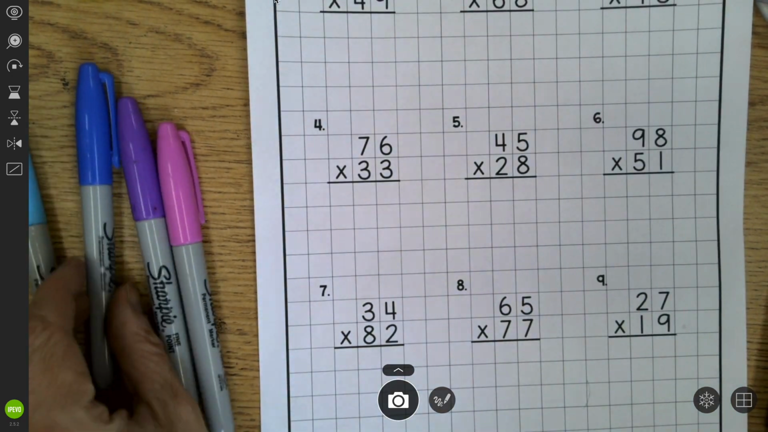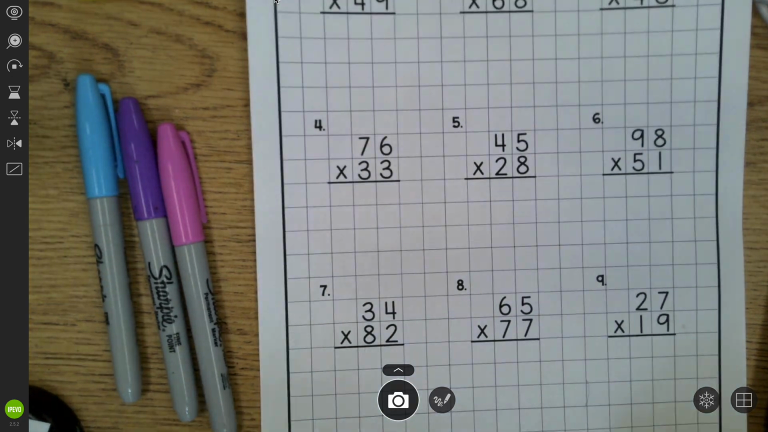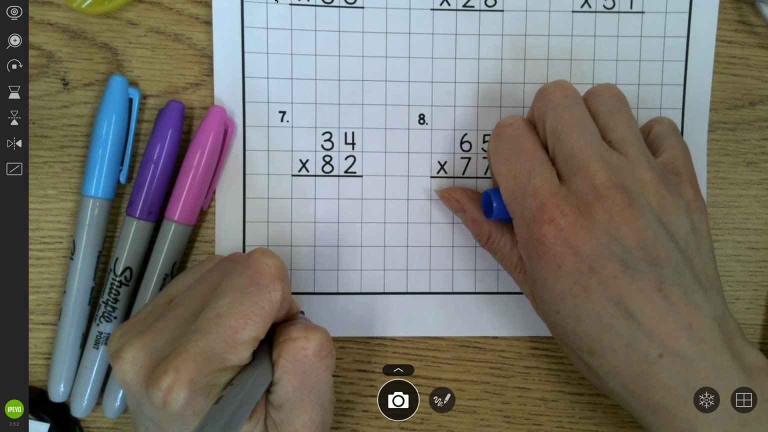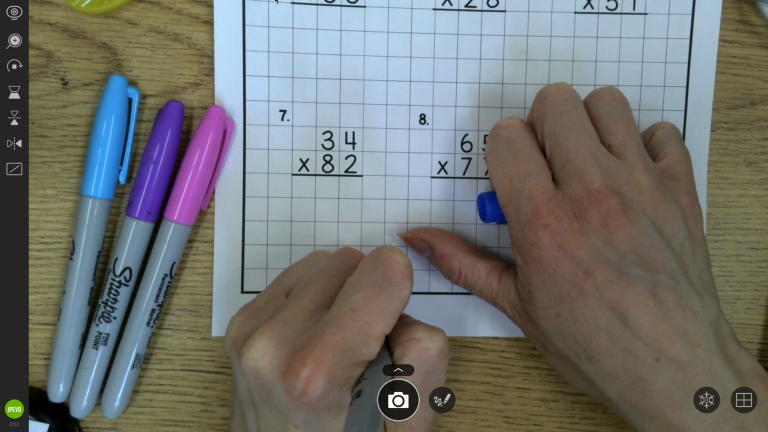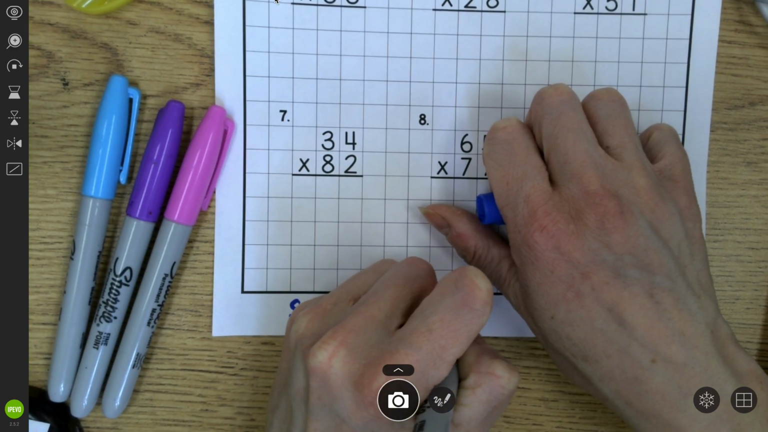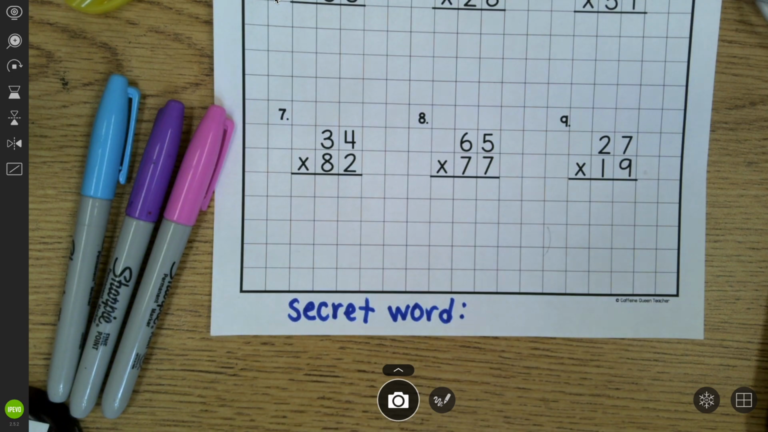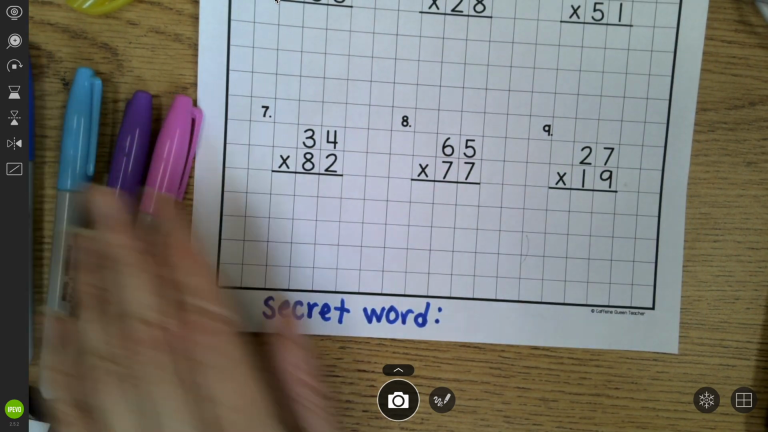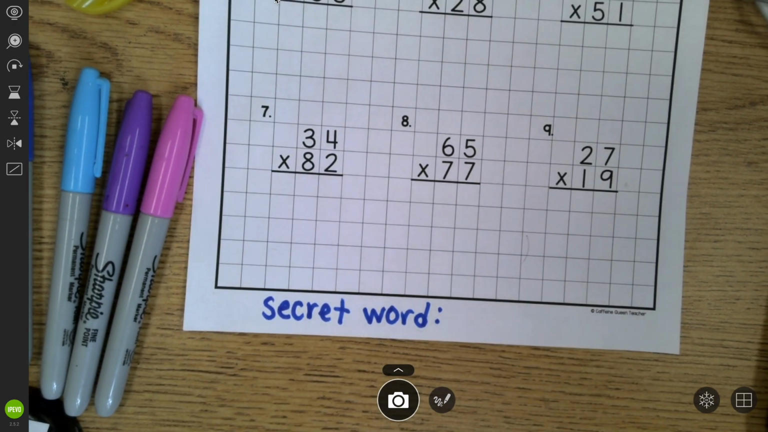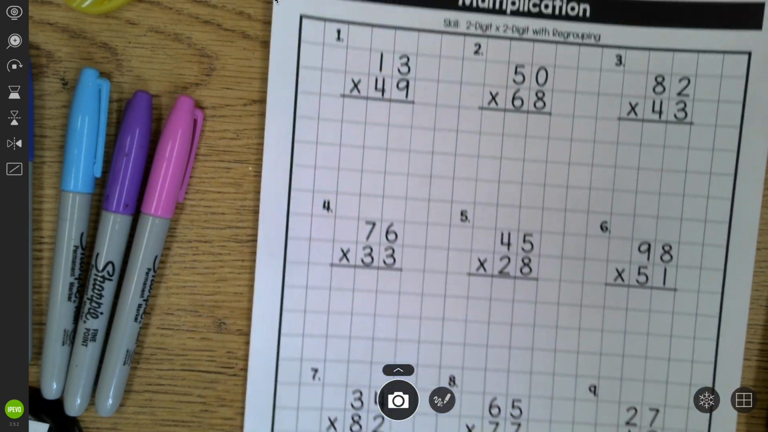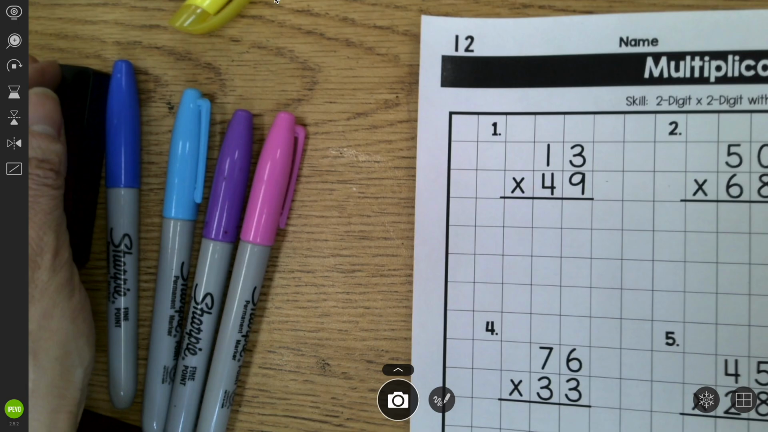We will have a secret word. So let's write secret word down at the bottom. And I'll let you know what that is at some point during this video. Okay, so let us start.